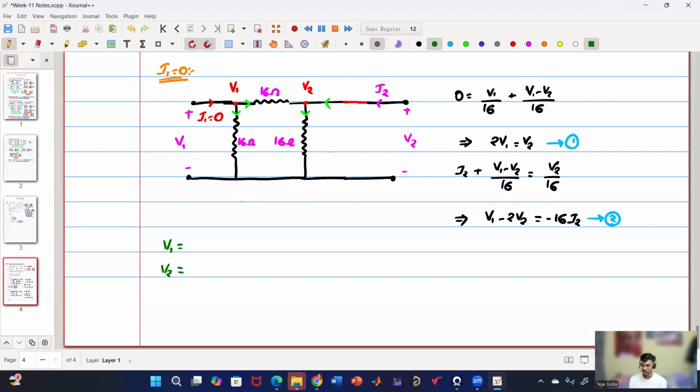V1 is equal to 5.33 into I2. Okay, so it is 16 by 3, right? Yes, sir. V2 is equal to 32 I2 by 3. Yes, very good. So from this, we can get what parameters? Z12 is equal to 16 by 3, and Z22 is equal to 32 by 3. Yes, so we'll get Z12 as well as Z22, which are 16 by 3 and 32 by 3.